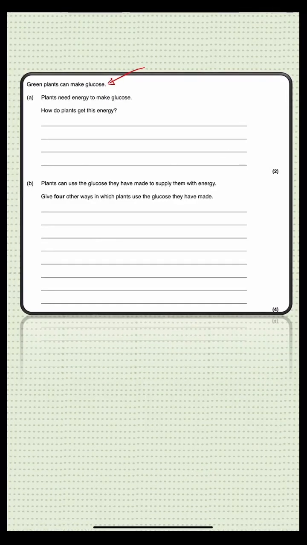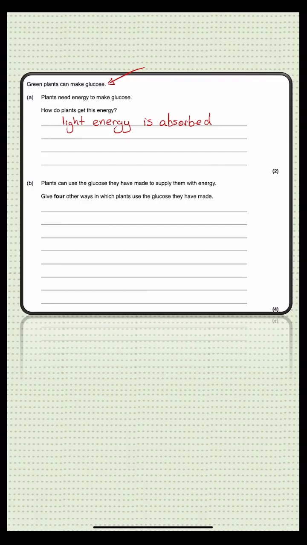Okay, another exam question. Green plants can make glucose, yes, so that's through photosynthesis. Plants need energy to make glucose. How do plants get this energy? So this is two marks. We know where it gets the energy from. How can we get two marks here? It's light. If you mention light energy, then you get one mark. What's the second mark for? We just mentioned it in the last question. Light energy is absorbed. What do you think the second mark's for?